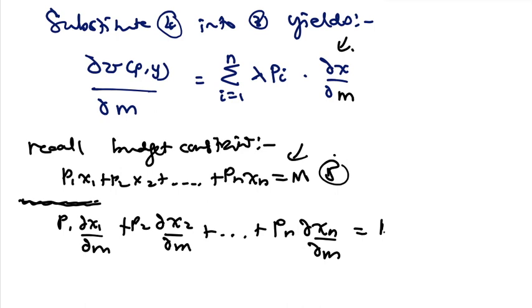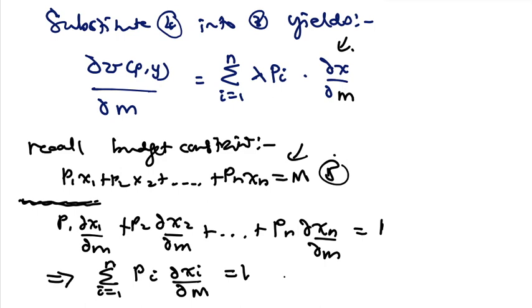So here, that means because all of these are x1 until xn, then we can simplify it this way. The summation of i from 1 until n of pi delta xi over delta m equals to 1, isn't it? Alright.